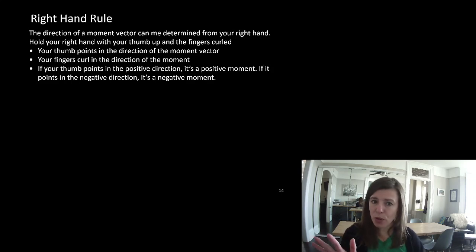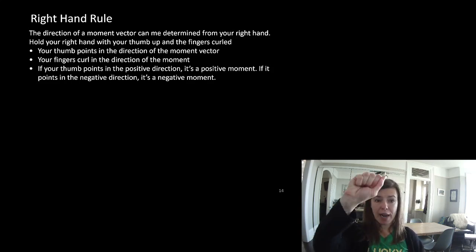So the direction of a moment vector can be determined from your right hand. It has to be your right hand. If you use your left hand, these rules don't work. It's your right hand. Okay, so if you hold your right hand and point your thumb in the direction of the moment vector, your fingers curl in the direction the object is spinning.